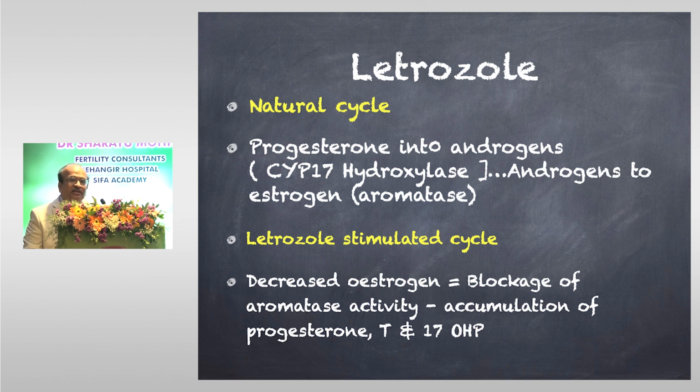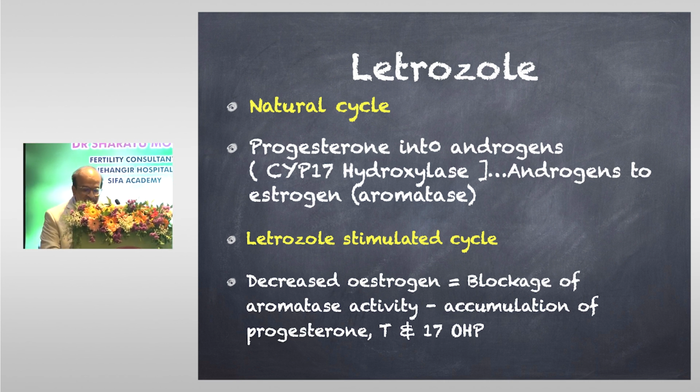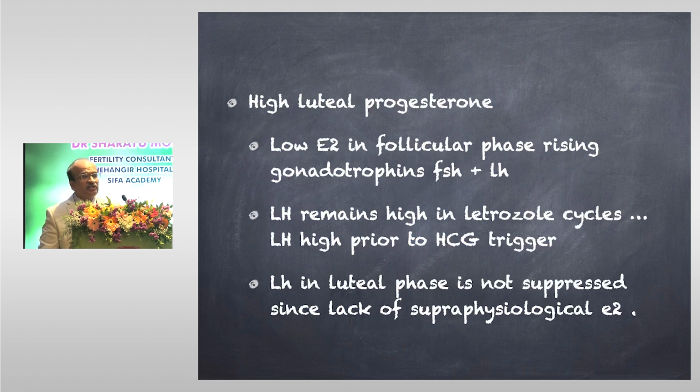What happens in a letrozole-stimulated cycle? You have aromatase inhibition. Because of aromatase inhibition, androgens cannot get converted to estrogen. So androgens accumulate. There's a back pressure. Because androgens accumulate, the progesterone accumulates. And this progesterone then gets secreted into the periphery, the systemic circulation. That is accumulating in the theca cell next to the capillary, and your progesterone levels go up. And the androgens in the follicles also keep accumulating. So you will have a high luteal progesterone in a patient who has letrozole therapy.